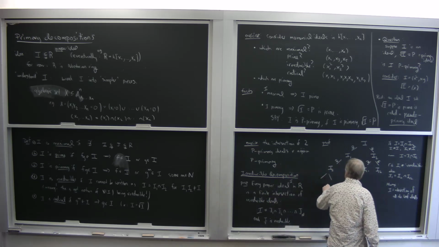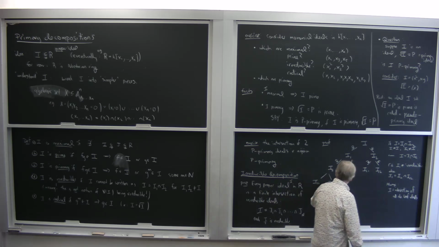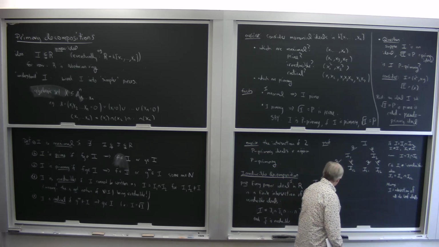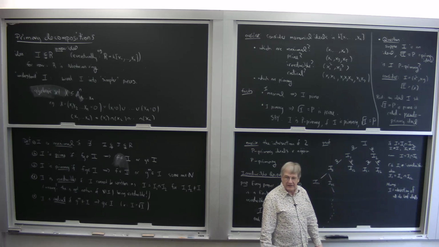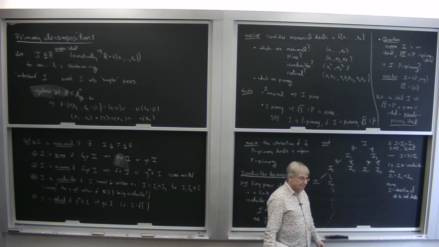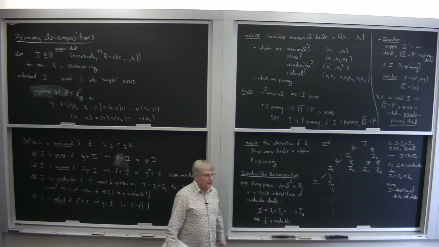So we could keep going here, and maybe this is going to be I111, and this is I112, but maybe this one is not, and maybe this is an infinite sequence all the way down here. So we have an infinite tree. It could happen, but it can't happen here. Why not?